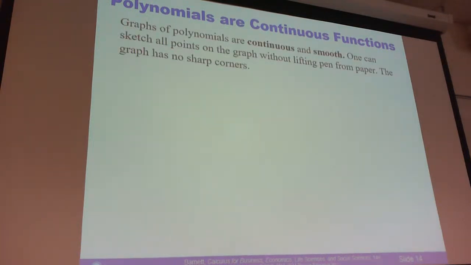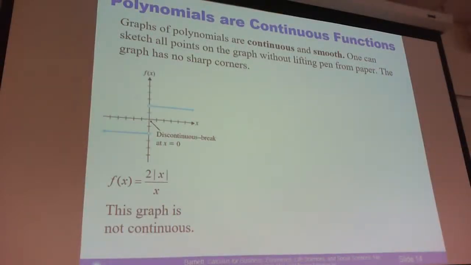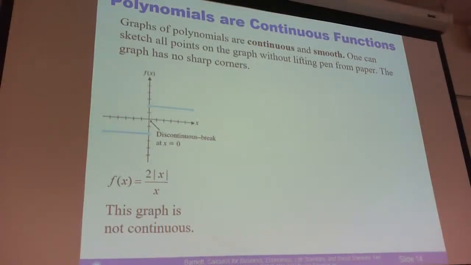Continuous means when you draw the graph, it's smooth, like you never take your pen off the paper. So if I had f of x equals 2 absolute value of x over x, that's not continuous. There's a break in there.